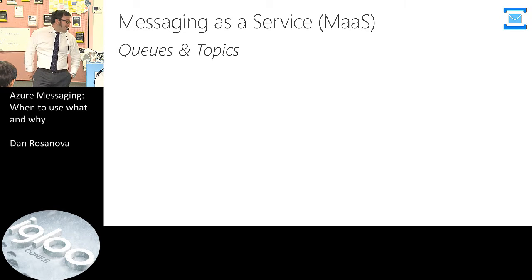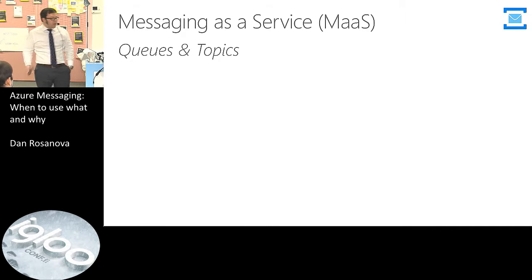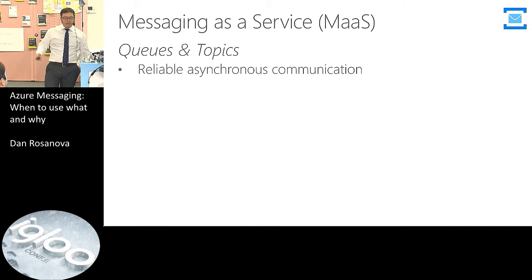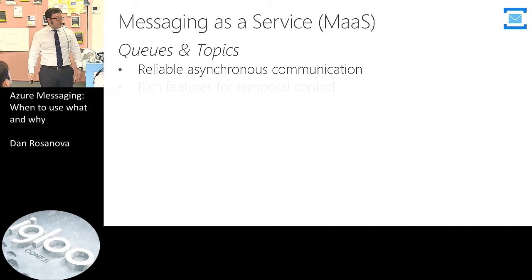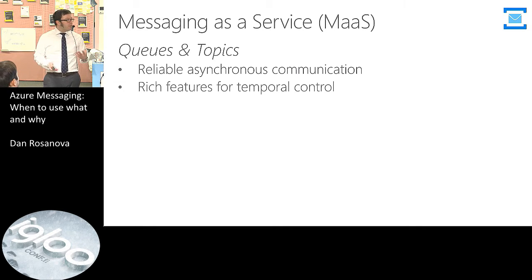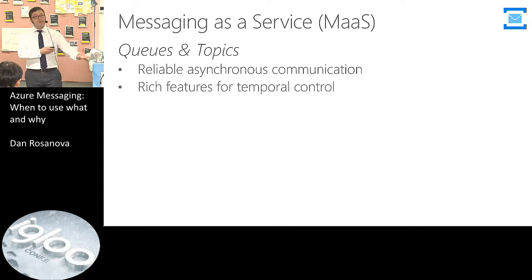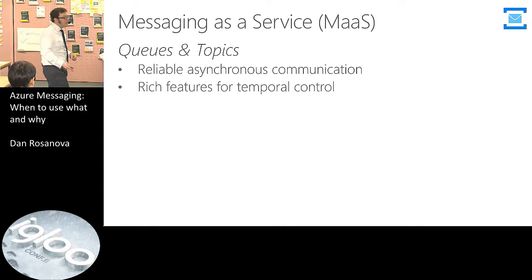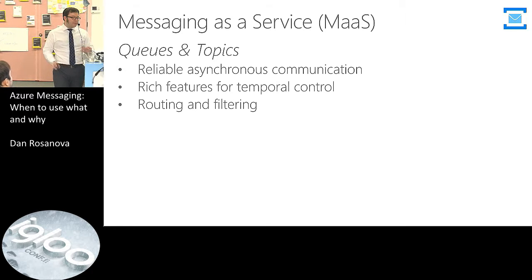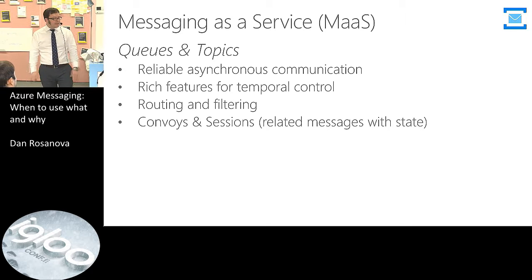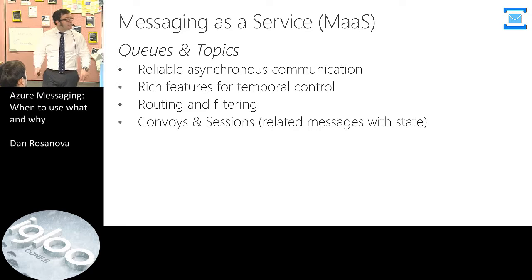So queues and topics. What is this? It's reliable asynchronous communication. Kind of a big mouthful to say. It's about having rich features in your messaging platform for things like temporal control, so controlling the time aspects of your messaging, and being able to do routing and filtering and have a lot of messages related together in like a convoy, something like that.